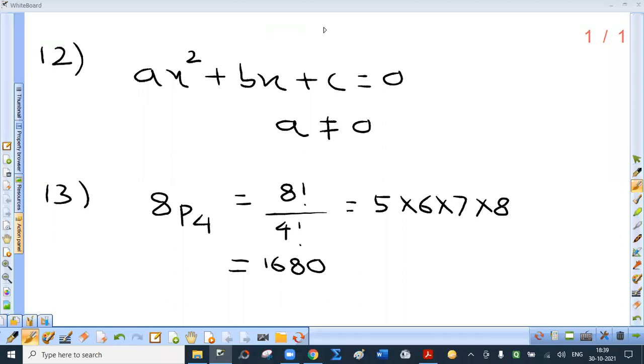Sum number 13. How many 6-digit telephone numbers can be formed if the first 2 digits are 4, 5 and no digit can appear more than once? Okay, write down. There are 10 digits: 0, 1, 2, dot, dot, dot, 9.